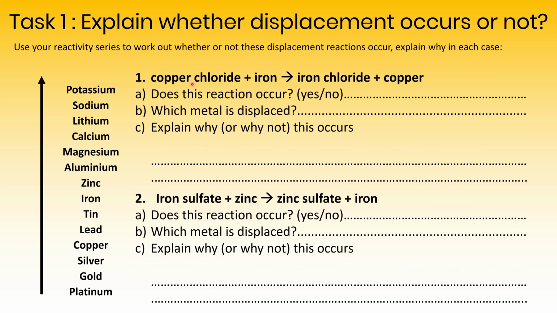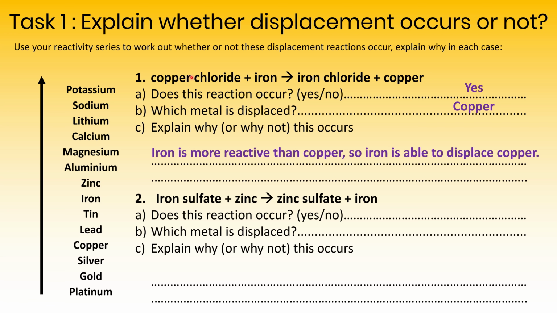In the first reaction, someone said that copper chloride could react with iron to form iron chloride plus copper. We can see that the incoming metal, iron, is more reactive than copper, so yes, this reaction will occur. The metal that's been displaced is always the one that's on its own in the product, not paired up in a compound. So in this case, copper has been displaced because it's the less reactive metal that was displaced by the more reactive metal. So now let's give an explanation of why this occurs. Iron is more reactive than copper, so iron is able to displace copper.